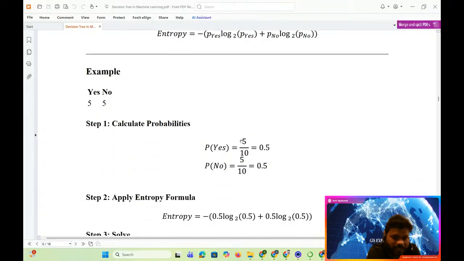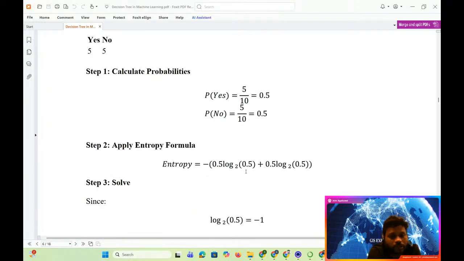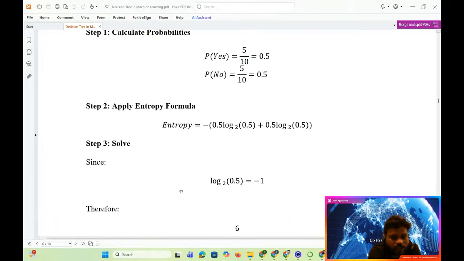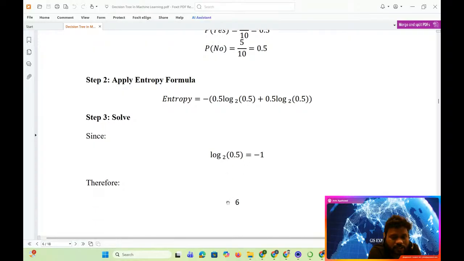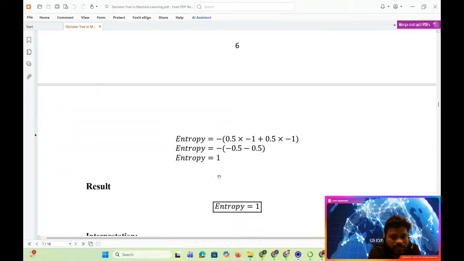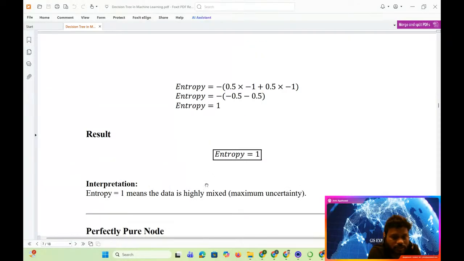Calculate the probability: p(yes) = 5/10 and p(no) = 5/10, so both are 0.5. Apply the entropy formula, solve it, and you get entropy equal to 1. Entropy of 1 means the data is highly mixed, with maximum uncertainty.